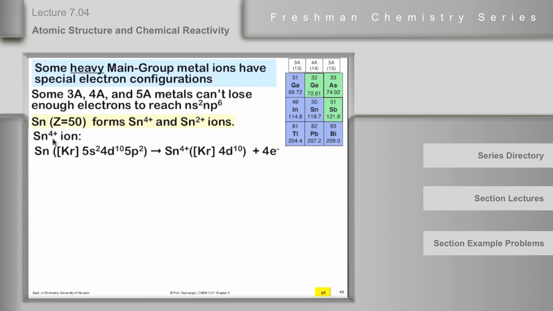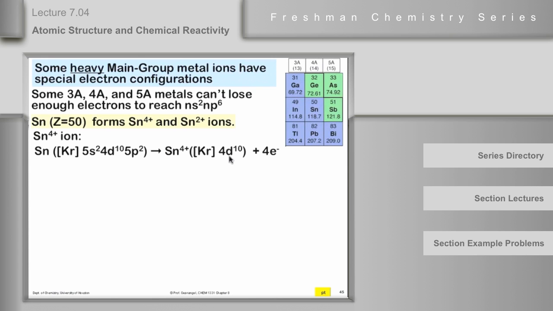The tin 4+ ion starts with tin. The valence configuration now, if you look at the periodic table, which I hope you're doing, is 5s2, 4d10, 5p2 for tin. Tin is in group 4A, so it's an s2p2, and in this case it has a filled 4d10 subshell. So if it's going to lose 4 electrons, it should be clear that they're going to come from the 5s and the 5p. And so tin 4+ has a krypton configuration plus 4d10. And here are the 4 electrons that are taken away from it.